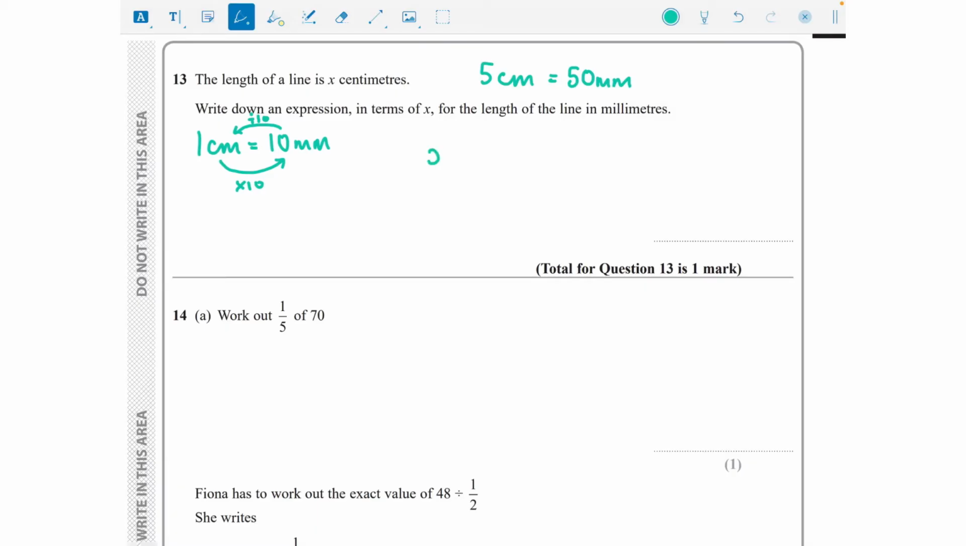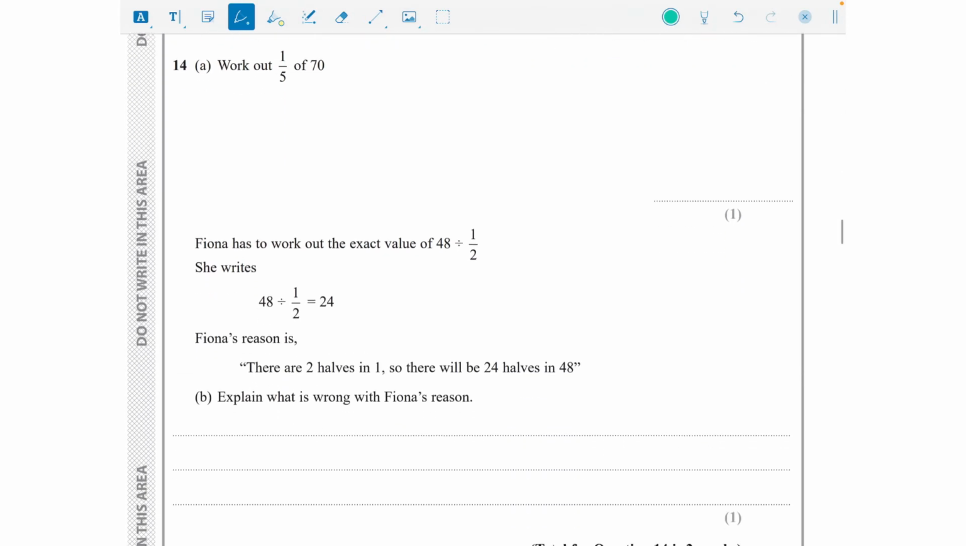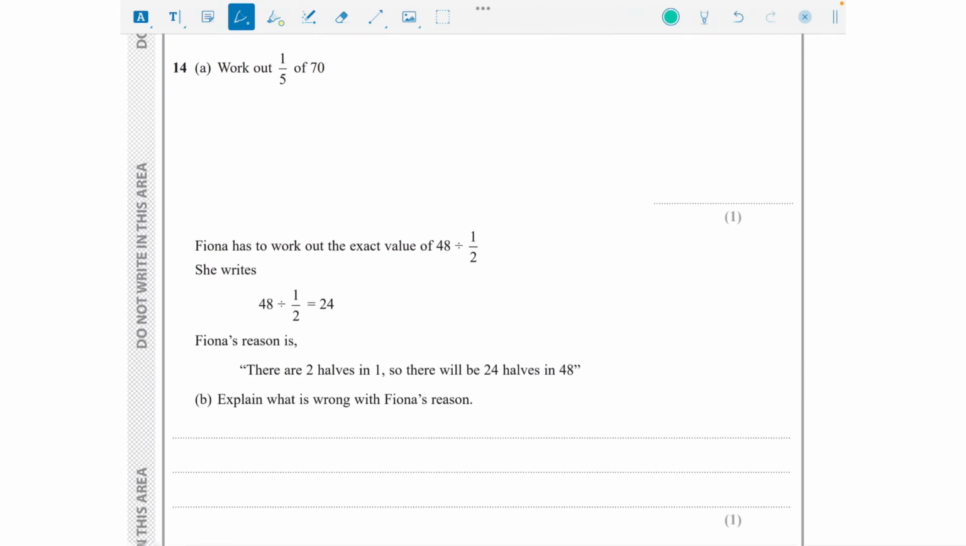So if I've got x centimetres and I want to get it into millimetres, I need to times by 10. So it's going to be x times 10. How do we write that? Well, we write 10x. Quite tricky, that one. Hopefully that makes sense.